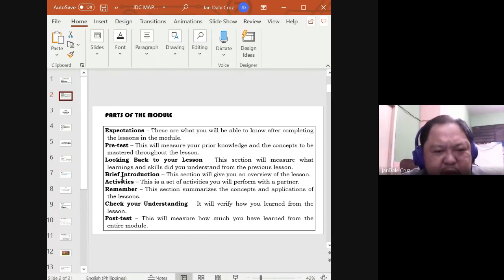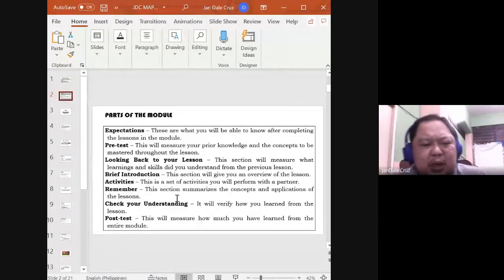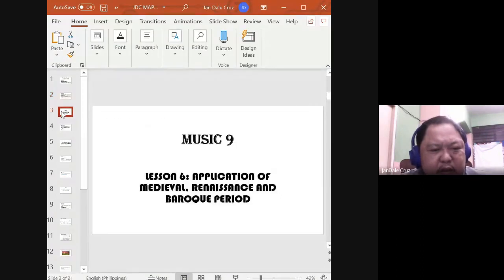Pupunta ngayon tayo sa brief history, which is ito yung medyo introduction para magkaroon kayo ng idea kung ano yung pag-aaralan natin. And then, we will go to remember, ibig sabihin, ito yung mga mahalagang bagay na dapat niyong tandaan or get the meanings. And then, I will give you the activities in every component sa apat. Okay? Ito yung magagawin natin, ha? So let's start. In music, so the application of medieval, renaissance, baroque period.